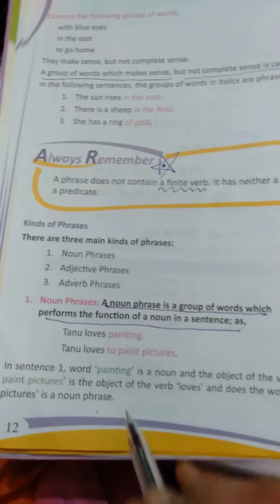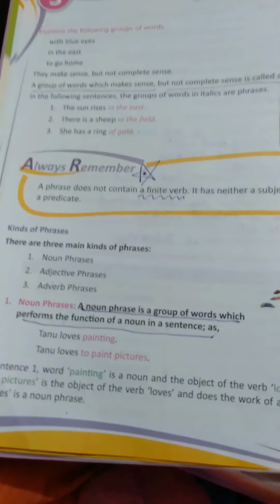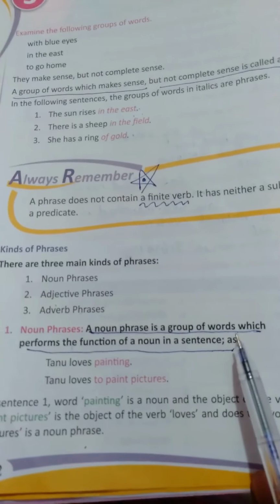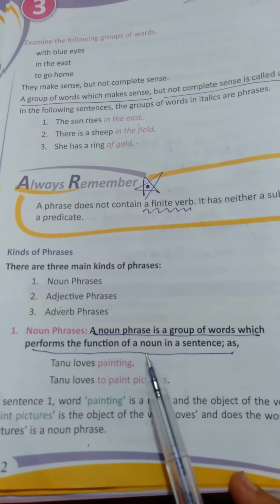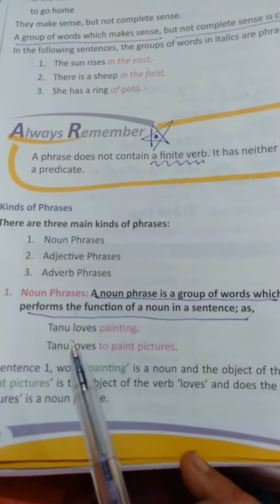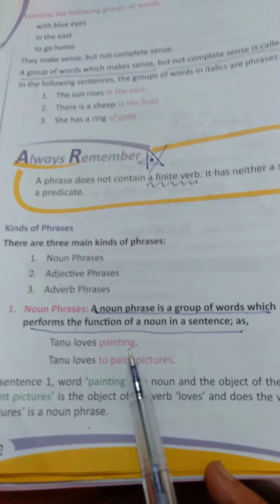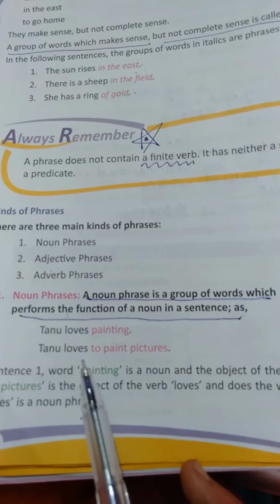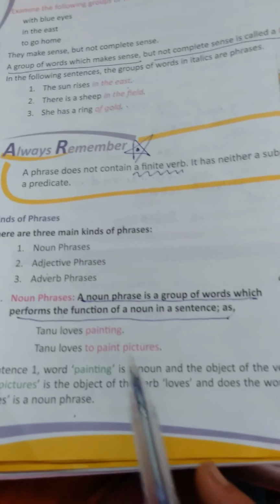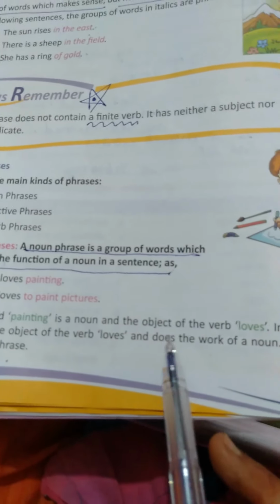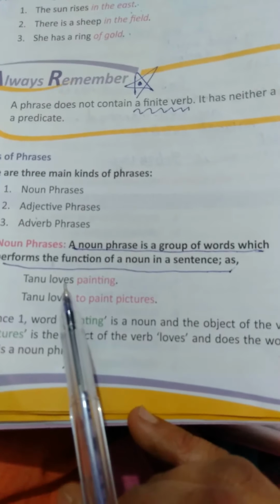See, very nicely they have given it in the book. That is why I am not going to write separately in the notebook, but I will tell you some of the things you have to write in the book over here. A noun phrase is a group of words which performs the function of a noun in a sentence. Like, see, the very first line they have given, Tanu loves what? Painting. So here the word painting is a noun. Tanu loves to paint pictures. So see, in a sentence the word painting is a noun and the object of the verb loves.